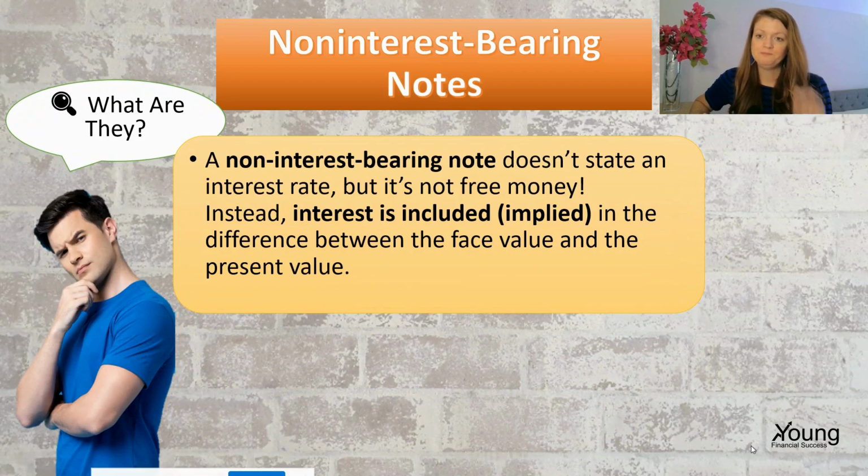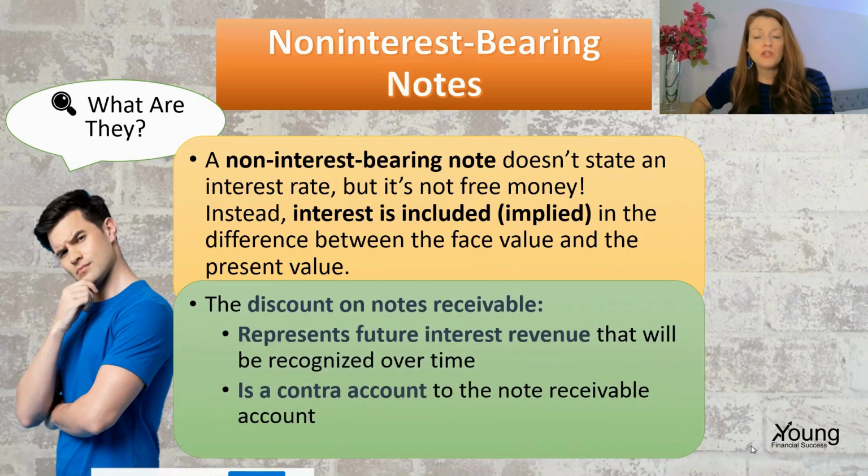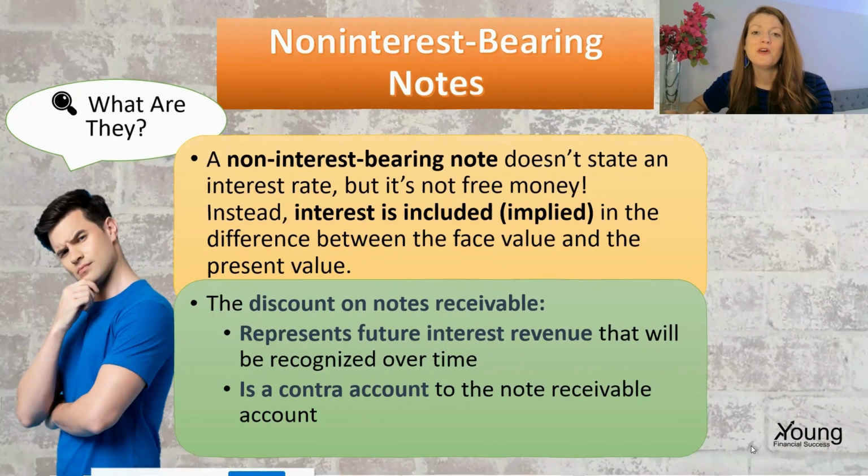So for that reason, we are going to have to consider the present value in this. So that's going to bring us to a discount on notes receivable. It represents the future interest revenue. We still are going to show interest revenue if we are giving a non-interest bearing note. We're the ones doing it. If we're the ones who have a notes payable and it's non-interest, we're going to have to show an interest expense, and we'll see that later down the line. So it is going to be a contra account to notes receivable for that discount.